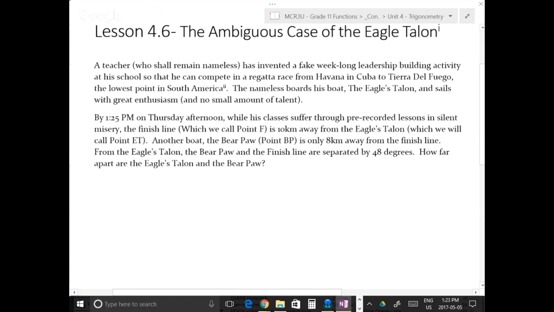Havana is in North America. It's true, but to get from Havana to the lowest point in South America, you would have to sail along, wait for it, the coast of South America. Apology accepted. So here we are.